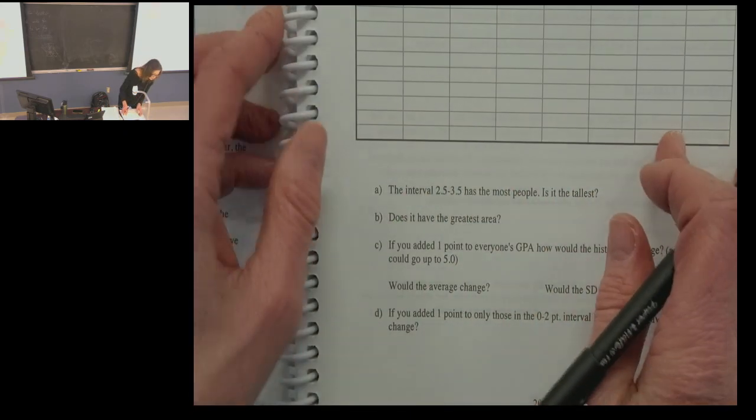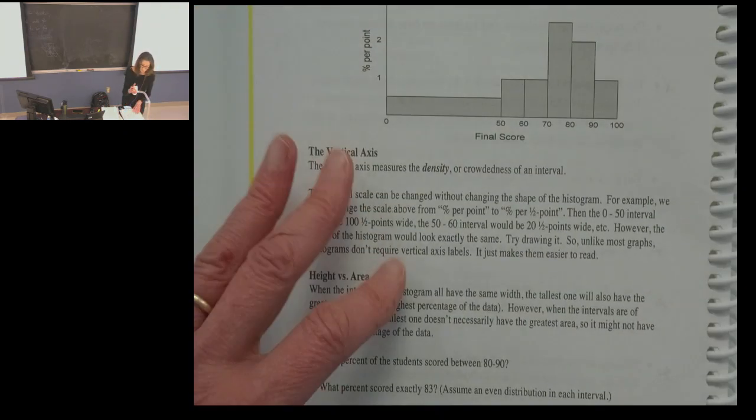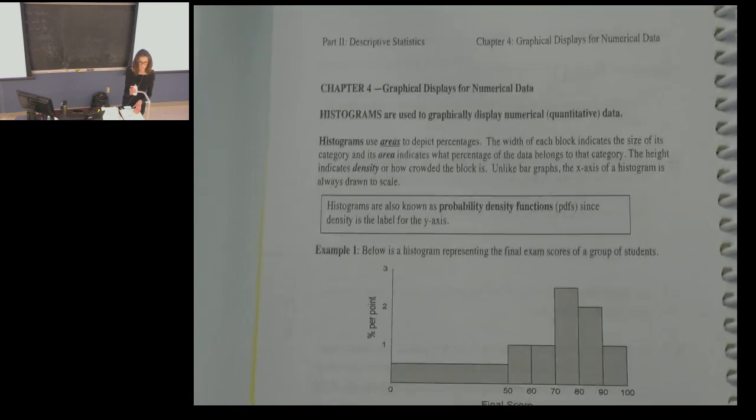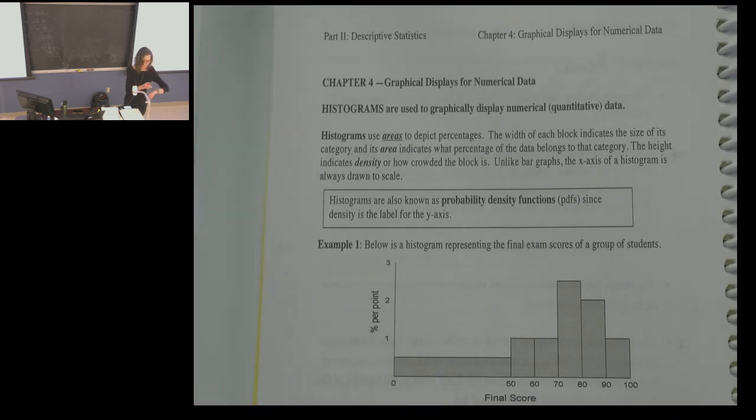Now let's go on to the next chapter, which is graphical display, graphical summaries of the data. I said the first was numerical, and now we're going to look at ways to graphically display the data, mostly with a histogram.